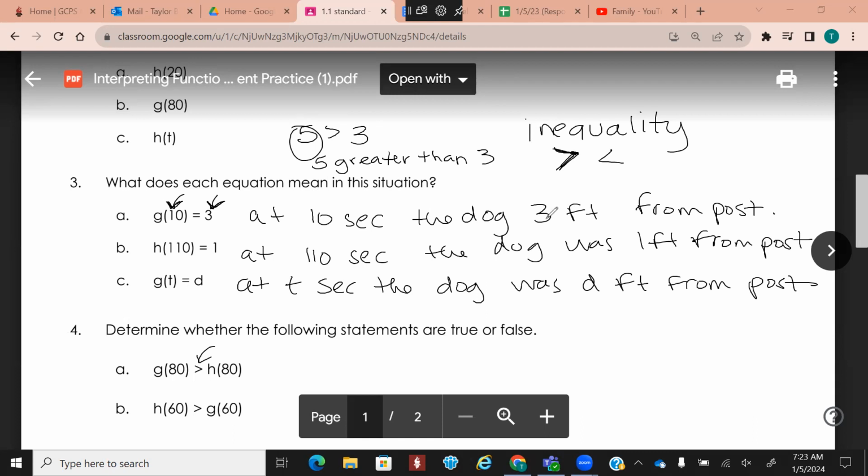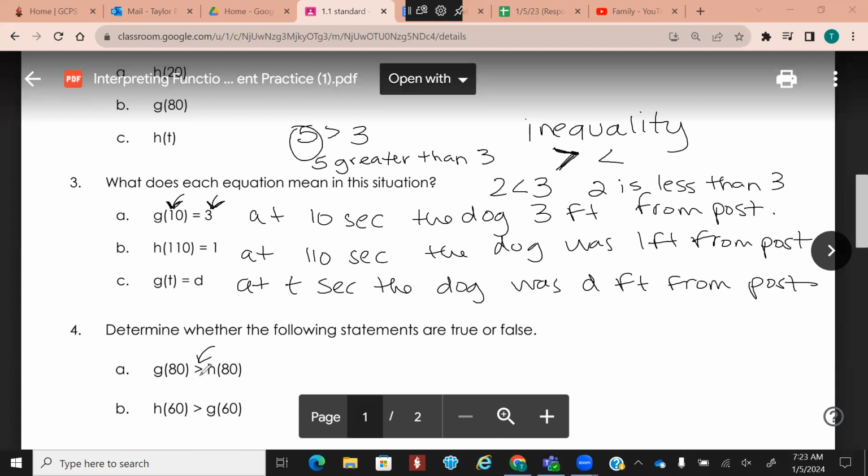Now, if it was the other way around, so let's say we had 2 and 3, which one's bigger? 3. That's why the alligator mouth is facing that way. We would say 2 is less than 3. Everybody understand those symbols? Okay.